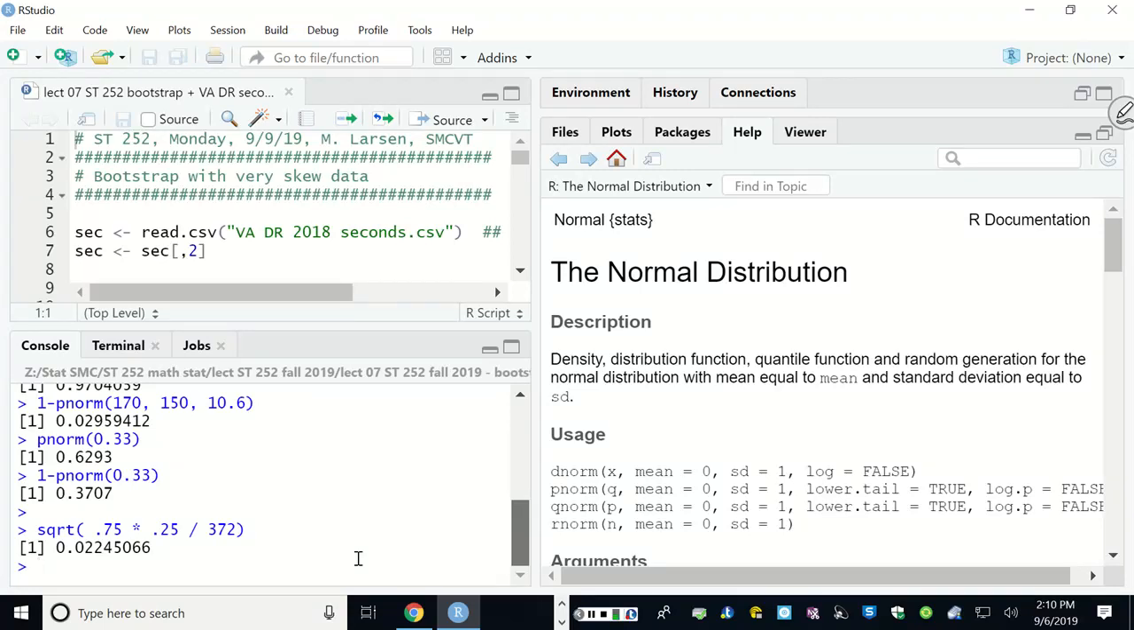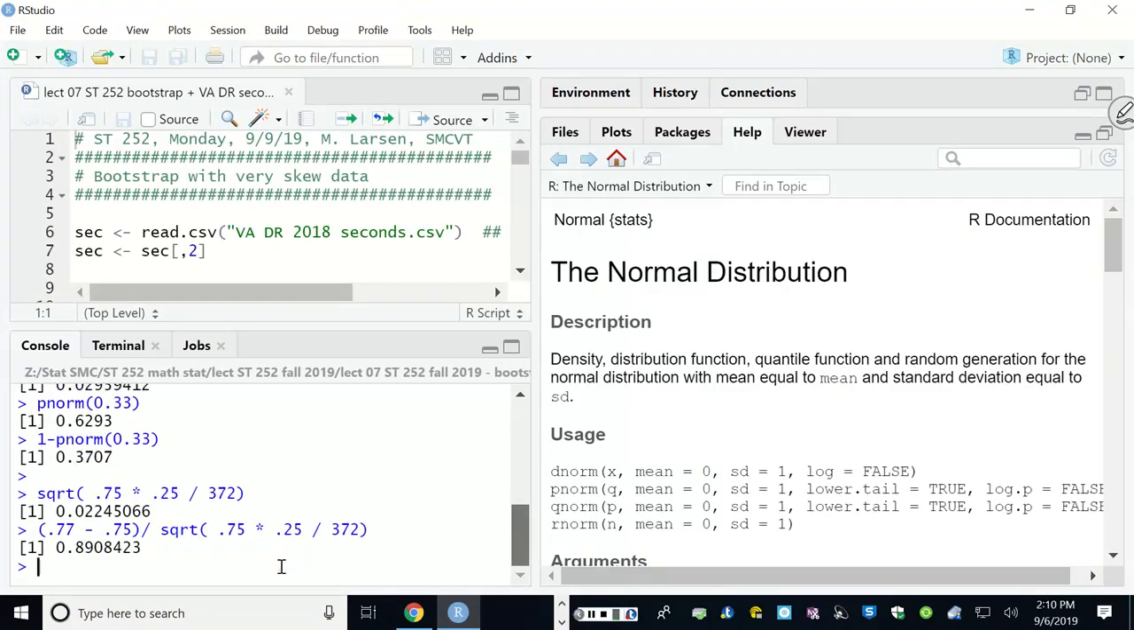So a standard deviation of 0.022, plus or minus about 2%, maybe plus or minus 4% if you multiply it by the 1.96. So the z-value: if we take our 0.77 that we're interested in, minus our 0.75, which is the null hypothesis value, and we put this standard error in the denominator, that gives us a z-value of 0.89.